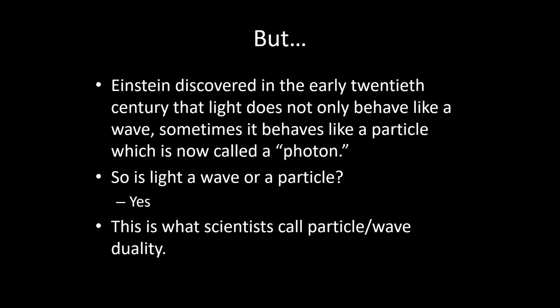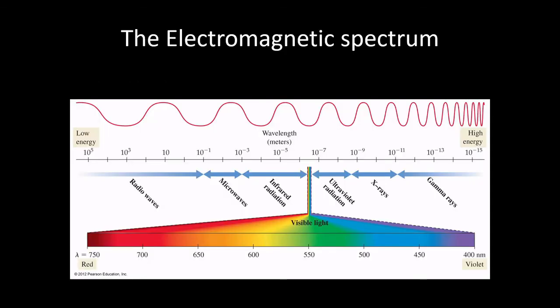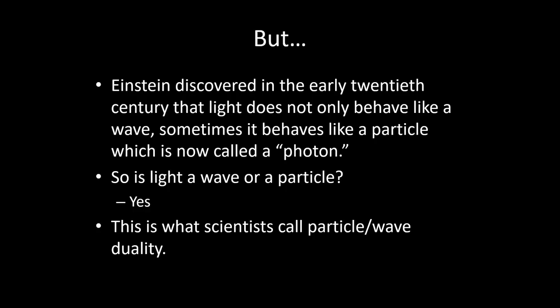Alright, so we've talked about waves, talked about the different parts of waves. Einstein, back in the early 20th century, discovered that what we had thought about light was not actually 100% correct. We had thought that light was only a wave, and Einstein showed that that's not actually the case. It is not just a wave.